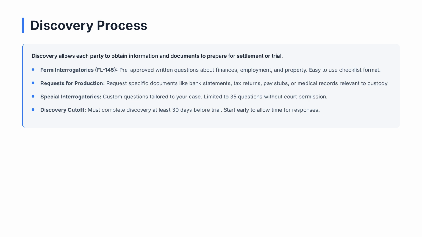Now, after the mandatory disclosures, you or your attorney can do specific targeted discovery, which means interrogatories on FL 145, request to produce, special interrogatories. And all of this has to be done at least 30 days before the trial. This cannot be done last minute. You cannot be walking into court still trying to file your discovery demands. There has to be plenty of time for you to get the documents, for you to exchange it, and for it to be reviewed.